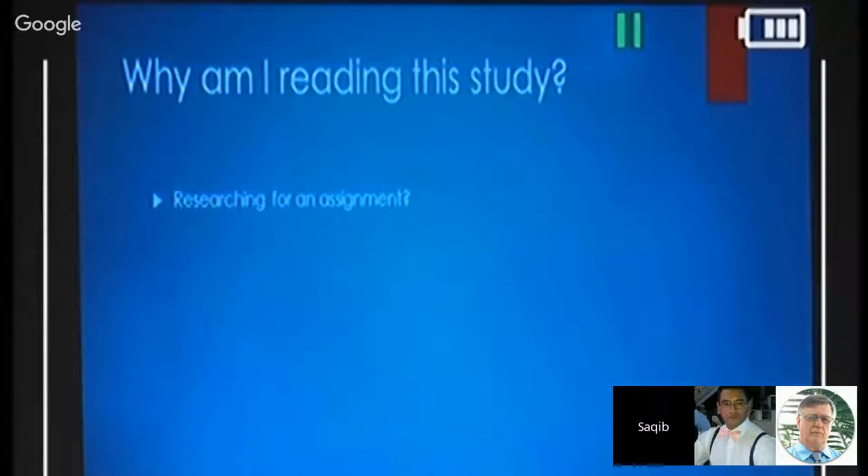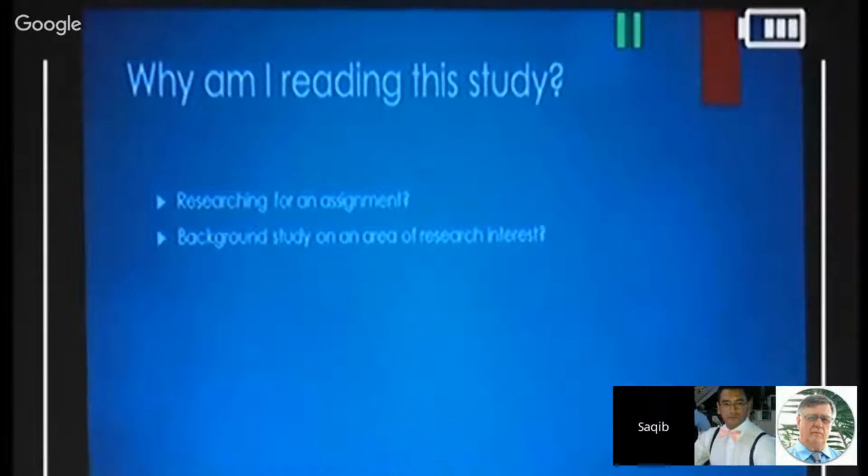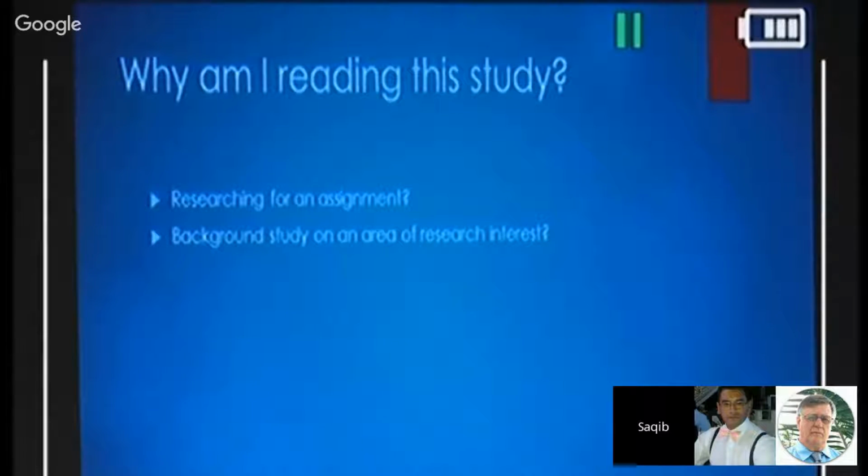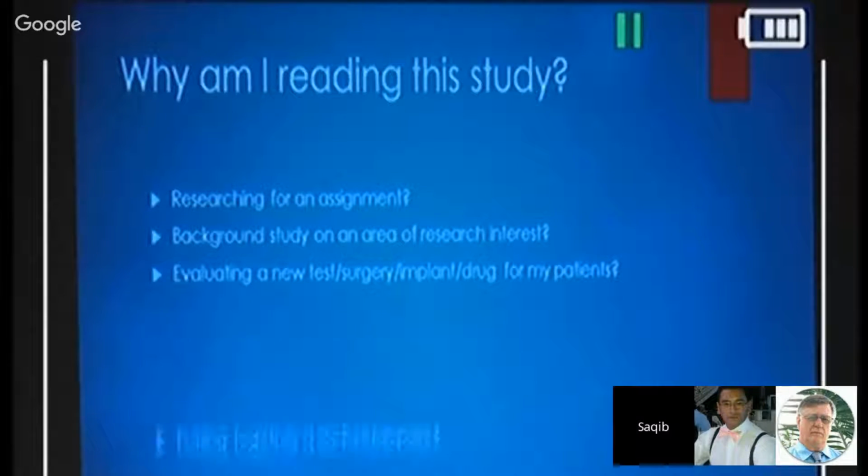You're going to do the literature search differently for that than for a background study for an area of research interest. So again, here you're going to be looking very differently at what you're looking for. But in these two cases, the first thing I'm going to do is read the abstract and quickly decide, is this useful to me? Very different than if I'm evaluating a new test, surgery, implant, or drug for my patients. In this case, I'm looking at things much more critically. And the least critical way that I look at studies is if I'm preparing for a lecture or a debate, particularly a debate, because if I'm preparing for a debate, I'm reading the abstracts to find everybody who agrees with me, and the stuff that disagrees with me that I can argue with the other guy, which is usually great.